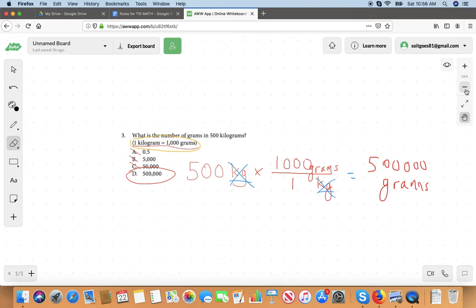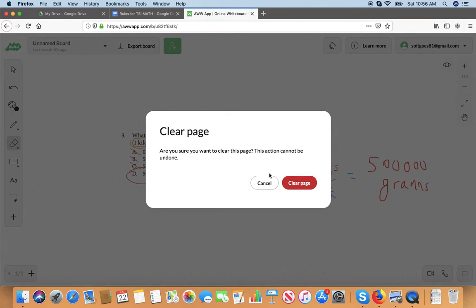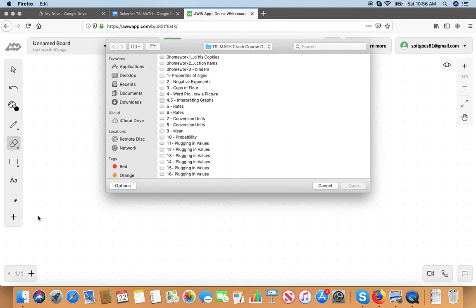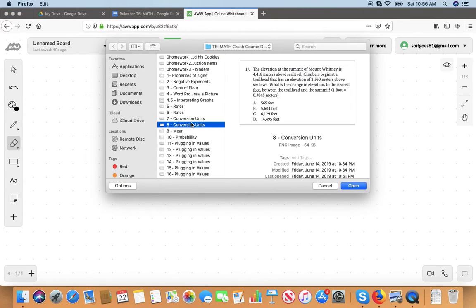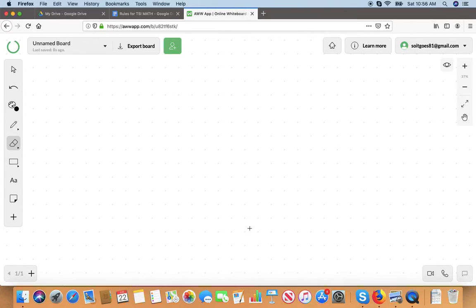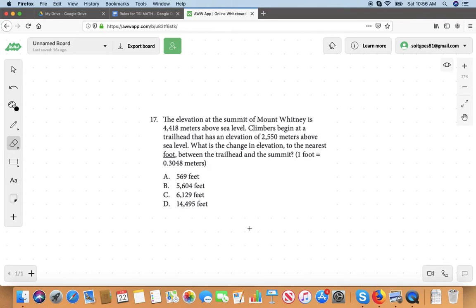All right, let's do the next one. I'll clear the whiteboard. I think we've got a little bit more here with conversion units coming up. All right. Aha. All right, we'll give that a minute to load. My whiteboard seems to be a little crazy.